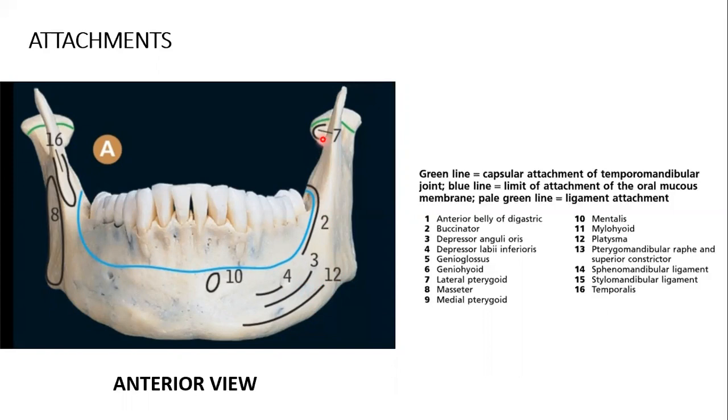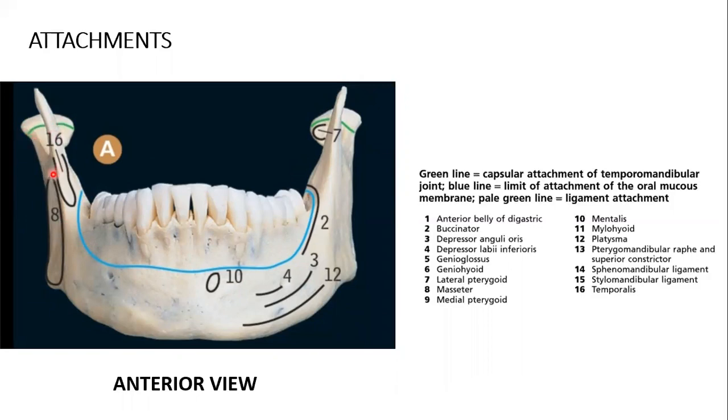And this number 7 is the lateral pterygoid in the pterygoid fovea. Lateral pterygoid, one of the muscles of mastication, is attached to the pterygoid fovea. And this blue outline is the limit of attachment of the oral mucous membrane. This is the teeth, this is the oral mucous membrane, this is the lower limit. And green is the capsular attachment of the temporomandibular joint.